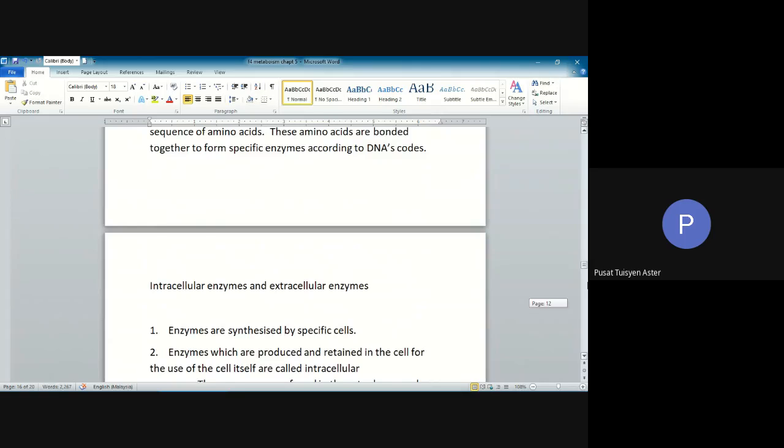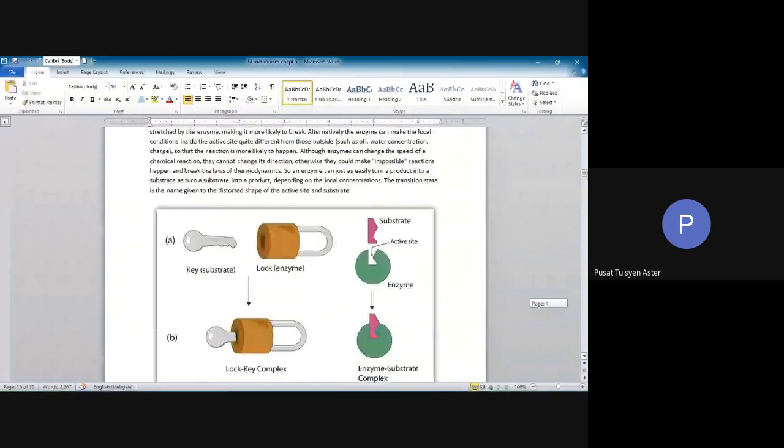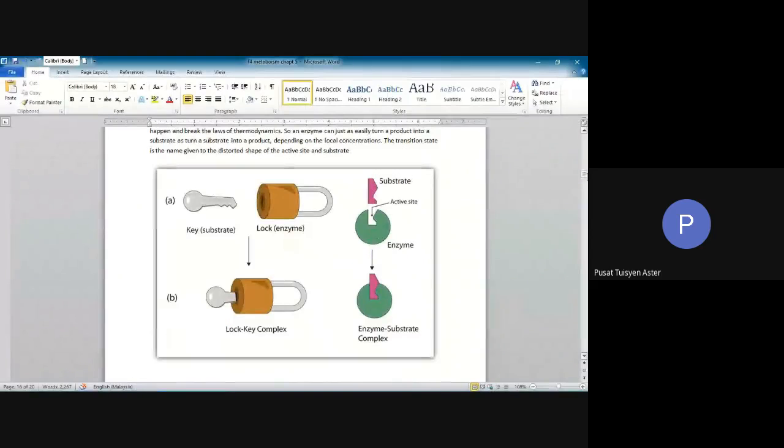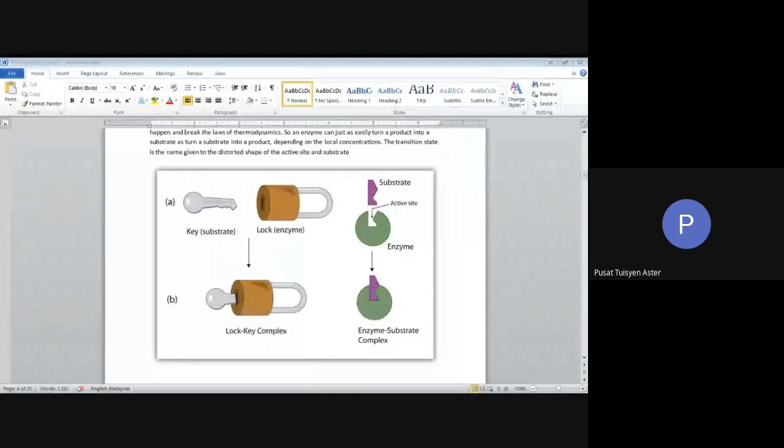Okay, this is the lock and key. Why do we use this ideology, this contoh sebab? Kan saya bagi tahu, enzyme itu sangat spesifik. Contohnya, let's assume here the enzyme is the lock. Okay, enzyme tu adalah the lock. And the substrate di sini tu adalah the key. So, the pattern of the substrate kena ngam dengan pattern of the enzyme. Baru dia boleh work together.